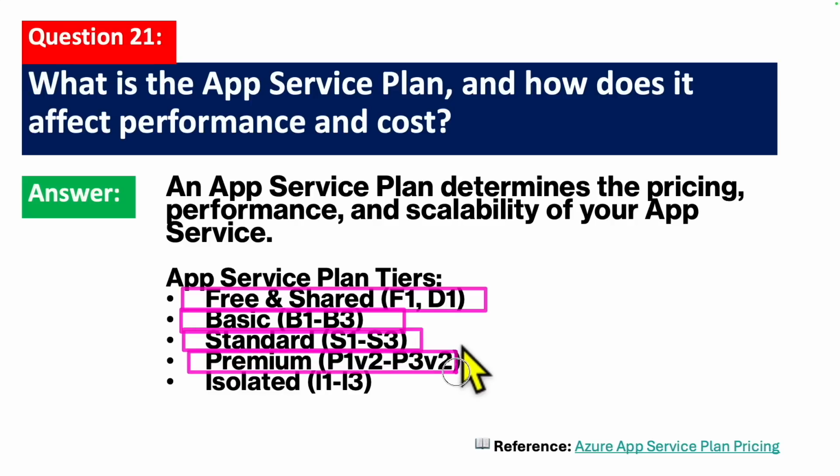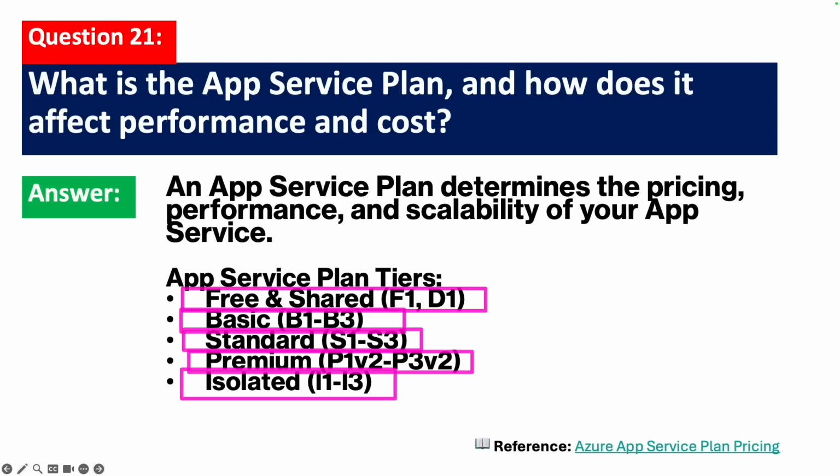Next, we have the premium, P1 version 2 to P3 version 2. This provides you advanced performance, faster scaling, and additional networking features. This is perfect for high traffic applications and enterprise level solutions. And the last tier is isolated. This is usually for any sort of private dedicated environment for high security applications. This ensures full isolation and compliance with regulatory requirements. So these are some of the tiers.